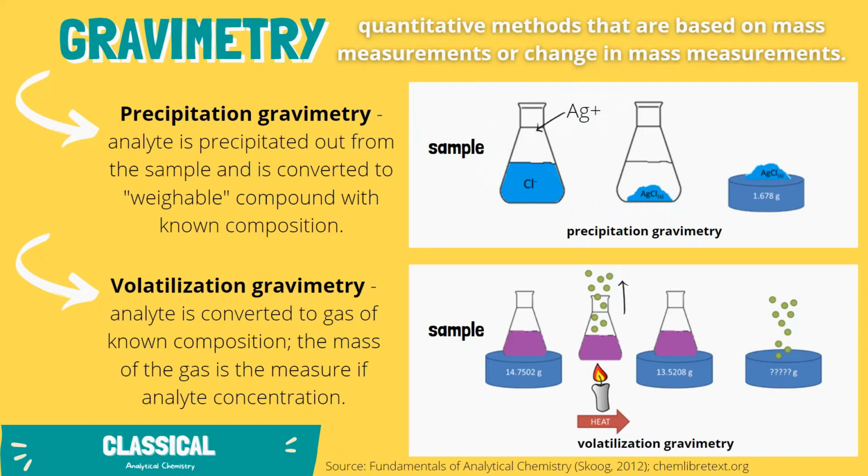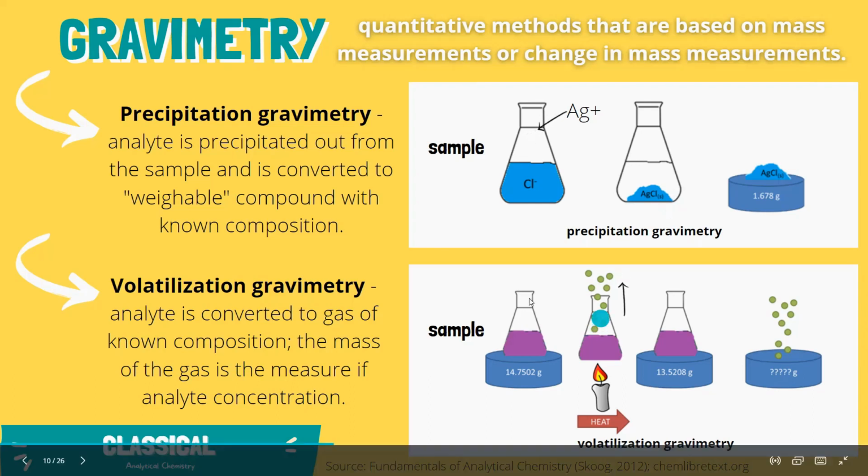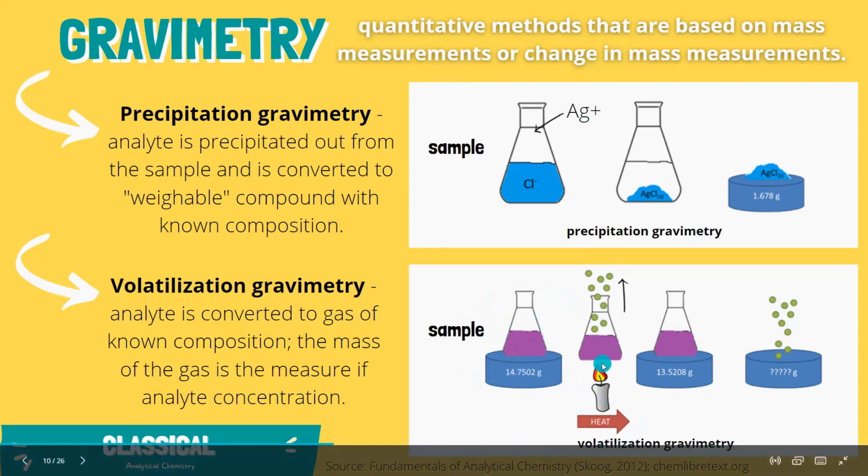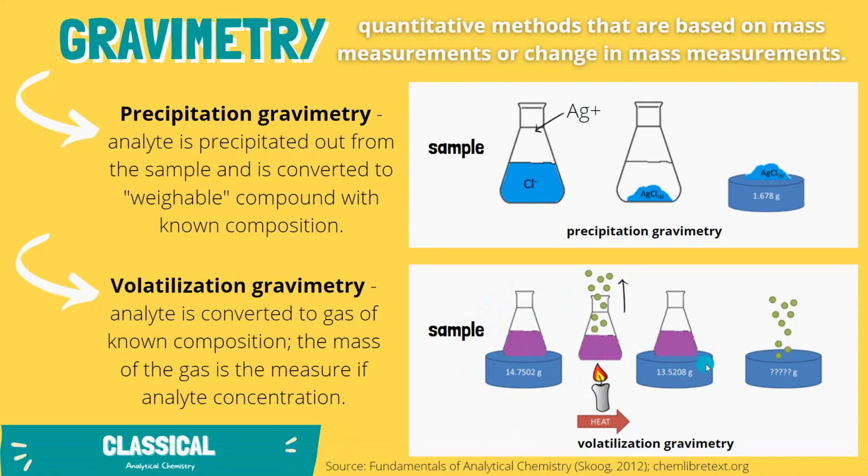When we say volatilization gravimetry naman, the analyte is converted to gas of known composition. Visualization, you have a sample here. As shown in this visualization, you have a sample, you weigh it, you apply heat to dissipate the analyte, you weigh it again, you subtract the before and after to determine the mass of the analyte.